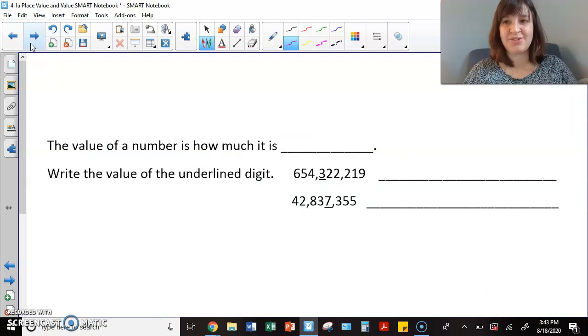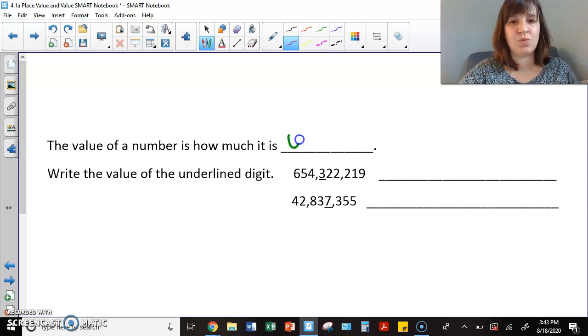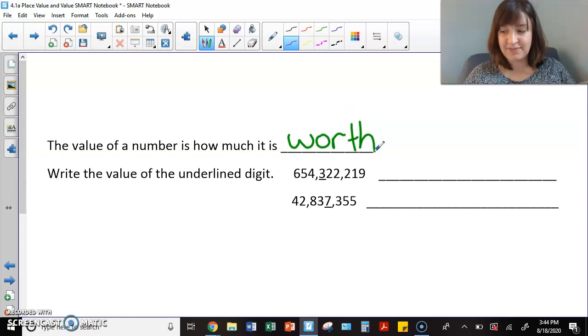Let's move on to the value. The value of a number is how much it is worth. Okay, so when we talk about place value, we're naming the place that it's in. The name of that place determines the value of it. When we're looking at these numbers, we see that the 3 is right here. The 3 is in the hundred thousands place.